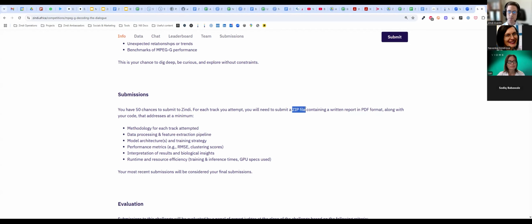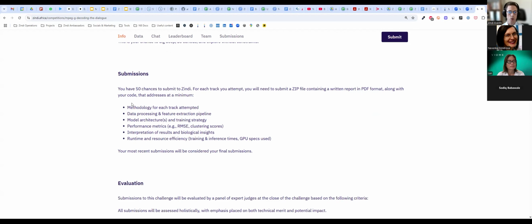You're being asked to submit a zip file, which should contain your written report in PDF format, as well as your code. No matter which track you're submitting on, you need to include in your code and your written report your methodology. You need to include your data processing and feature extraction. You need to include model architectures and your training strategy.